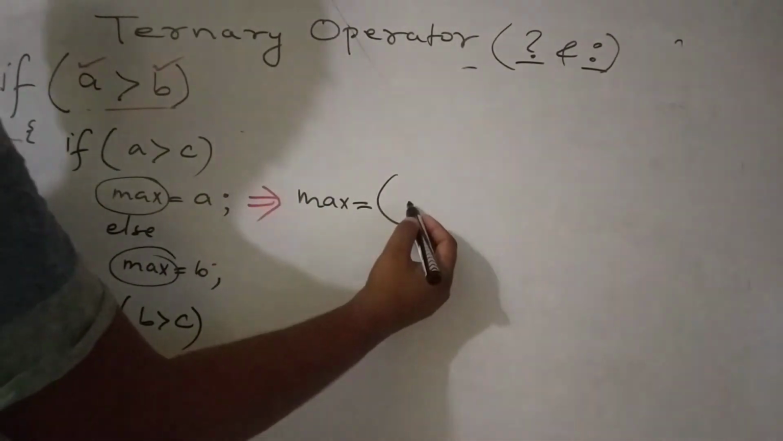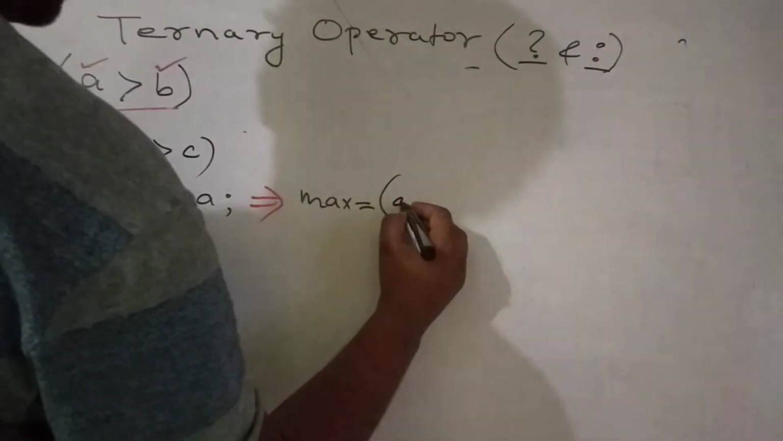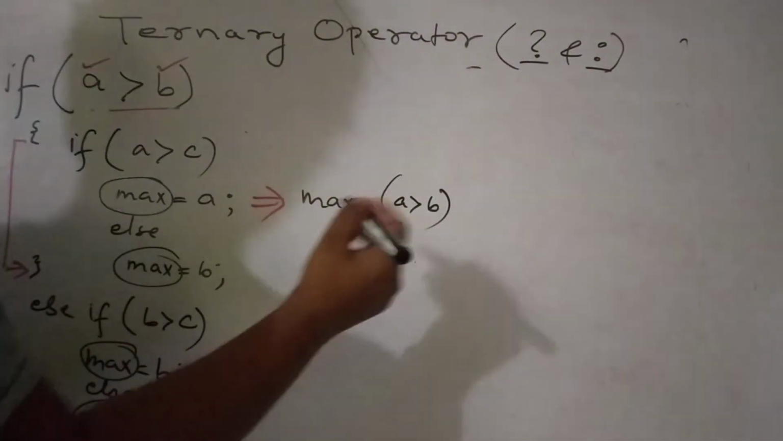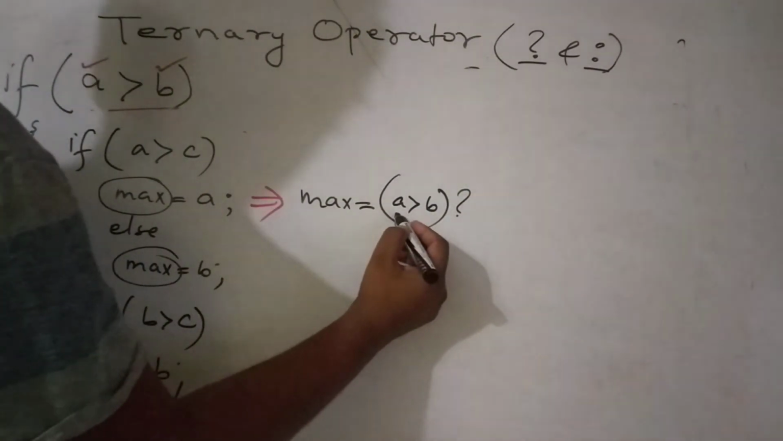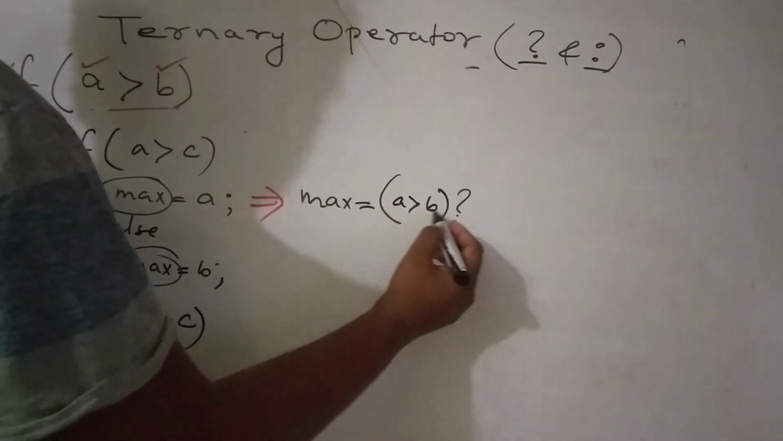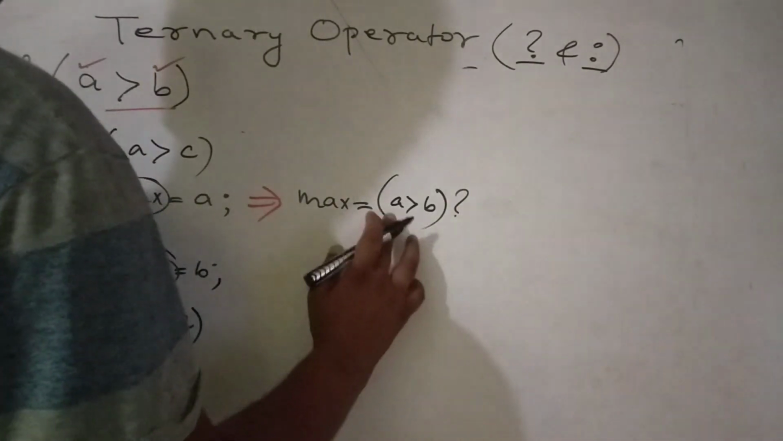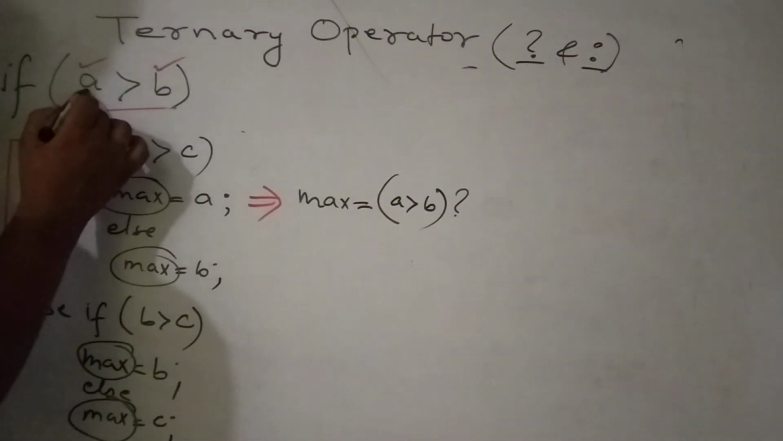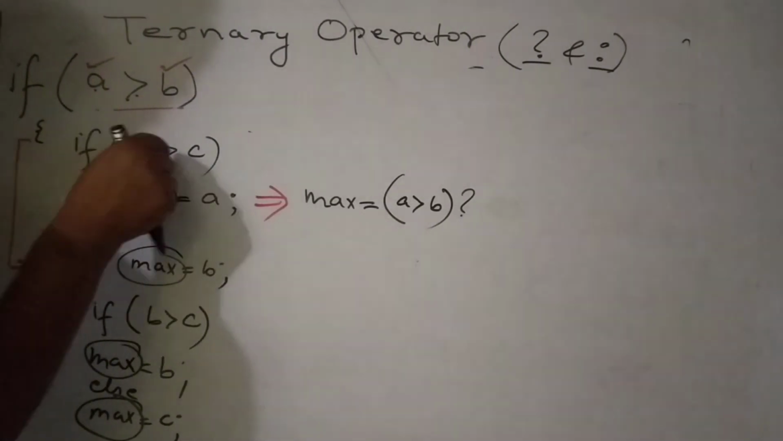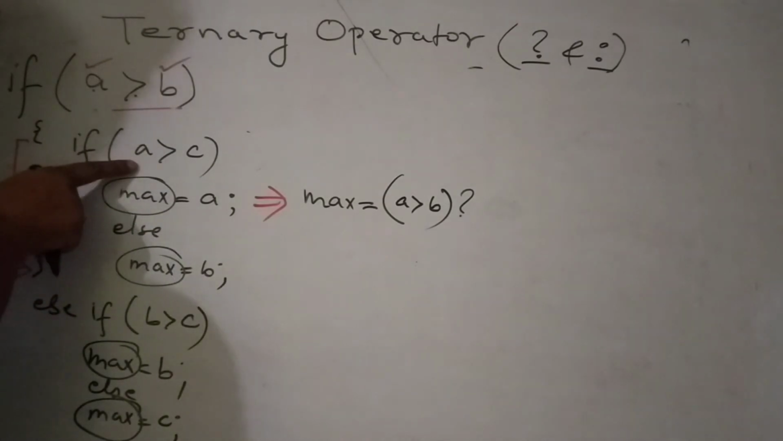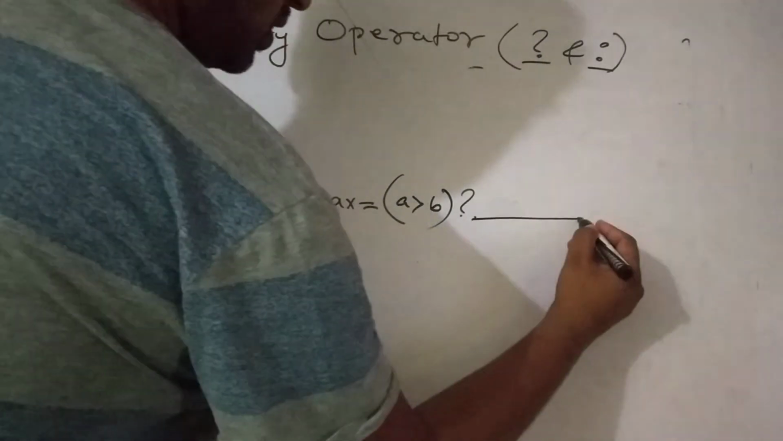So now A is greater than B, question mark. Suppose here A is greater than B. If it is true, then it will print A. Okay, sorry, if A is greater than B, see here A is greater than B, this is true, means it will go where? It will go to the inner part. Okay, in the inner part what is there again? Another condition.